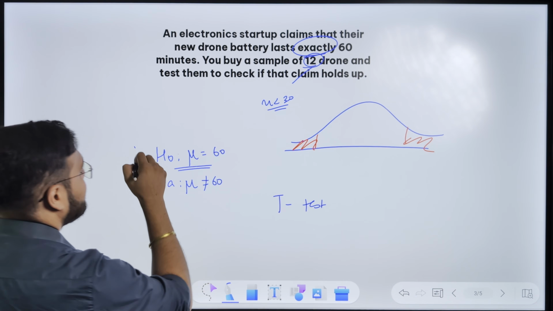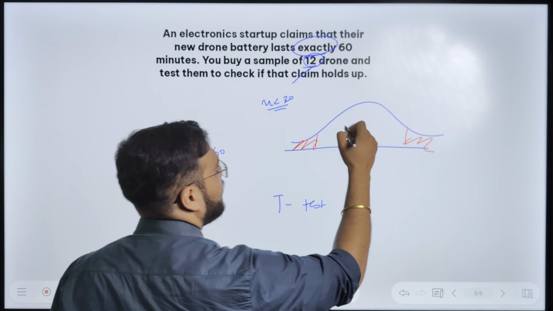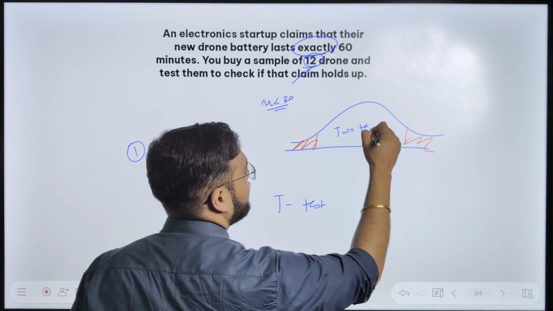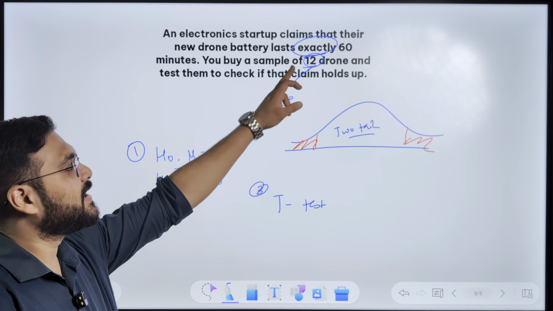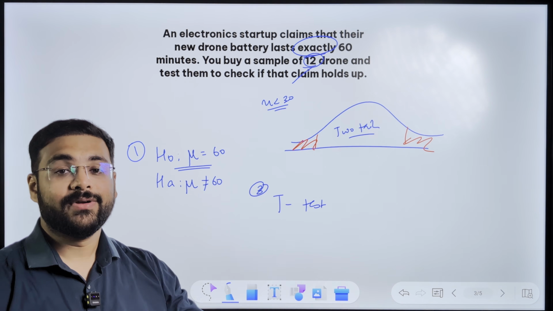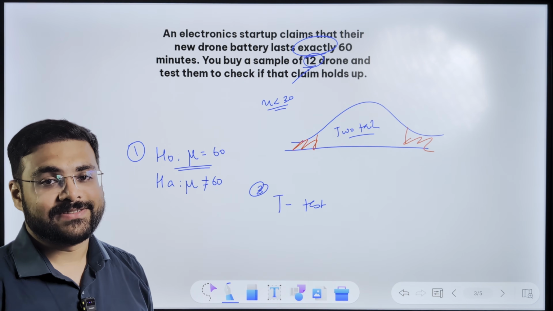So number one, these are my hypothesis statements. Number two, it's a two-tailed test, and number three, that it's going to be a T test because my n is less than 30. I hope you were able to give all the three answers properly.